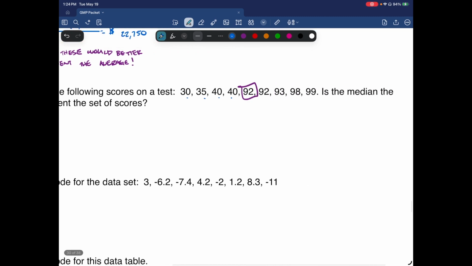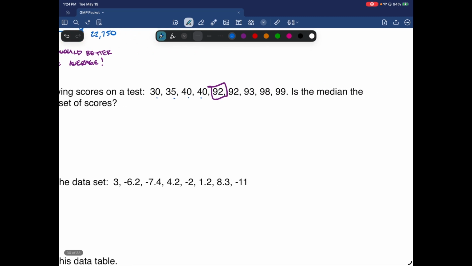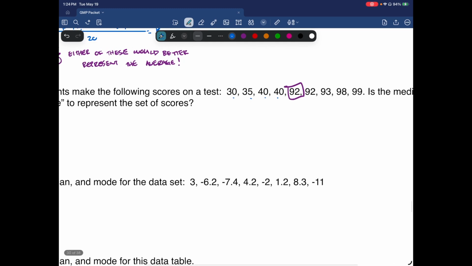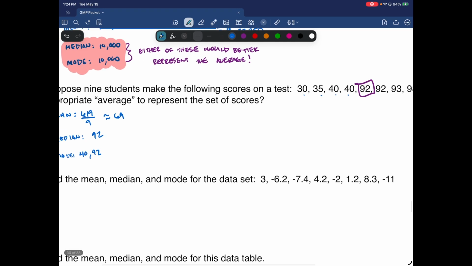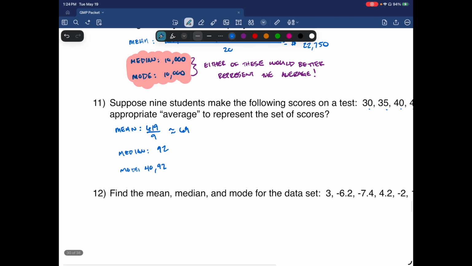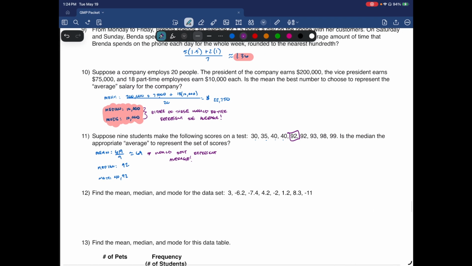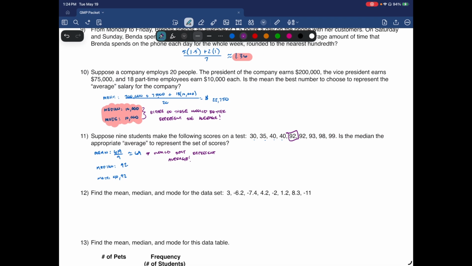All right, but look, half of my grades are in the 90s and up, but the other grades are way down. They're Fs: 30, 35, 40, 40. So 92 is not a good representation of the average. 69 would be a better representation. So the mean in this case would better represent the average of the set.